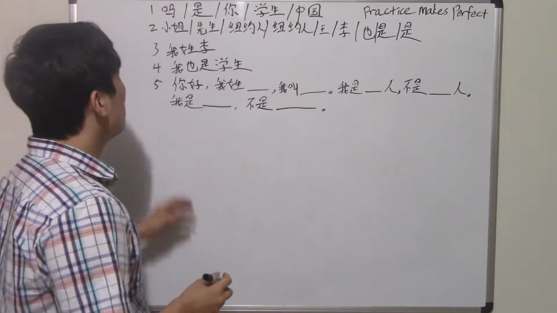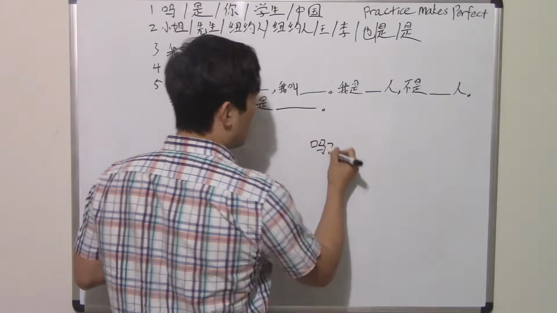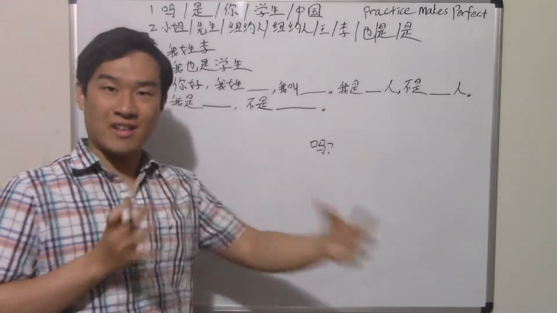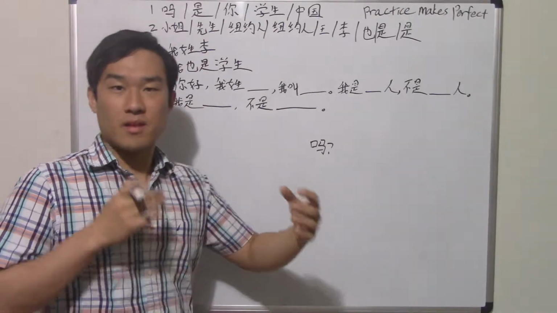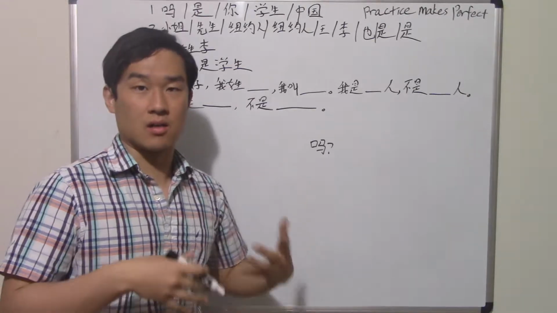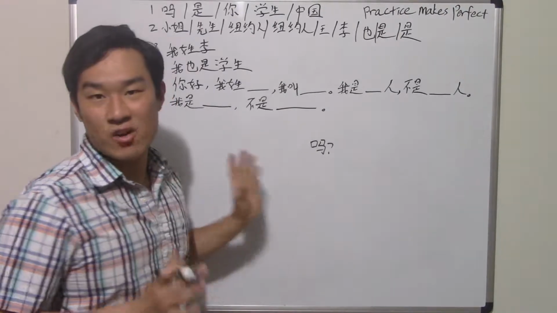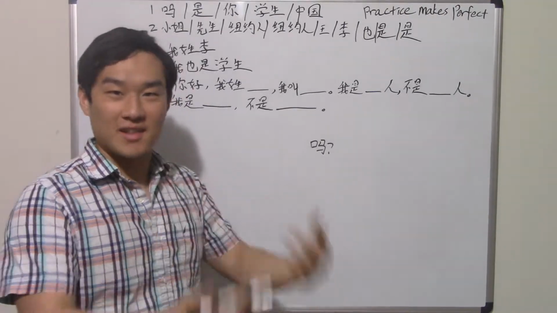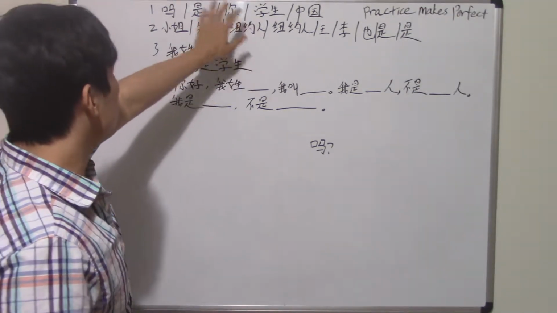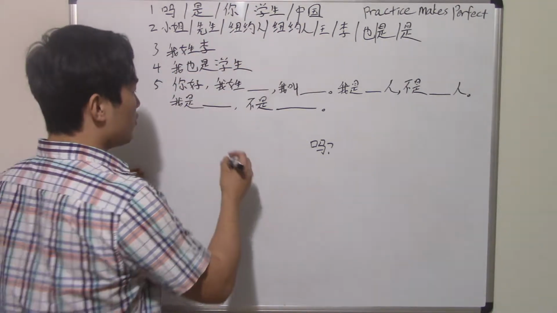Okay, so we know ma is a question word, so we always put ma at the very end, and a question mark. In Chinese, whatever the declarative statement is, all you have to do is put ma afterwards and then it becomes a question. So after we put the ma, all we have to write is just a declarative sentence. So we know that means a declarative.